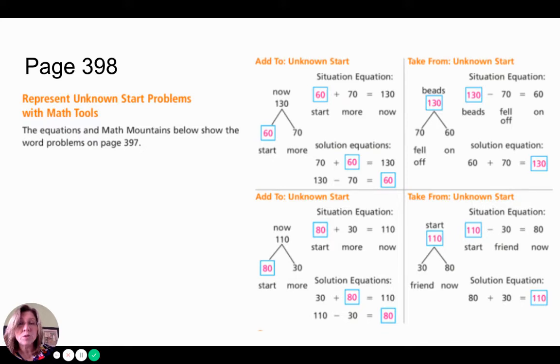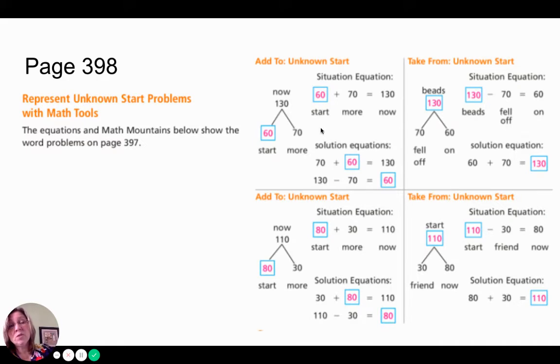The math tools on this page, we've got Math Mountains and we've got situation and solution equations. So kind of like what I talked about when I read the problems to you and we went over the answers. You know that with the Math Mountains here, we're missing one of the addends. And with the situation, we don't know the start, we add 70 more, and now we have 130, okay? But to solve that, third graders, we have to figure out 130 minus 70 equals what? And that's what's called a solution equation. The situation tells us we don't know the start, okay?